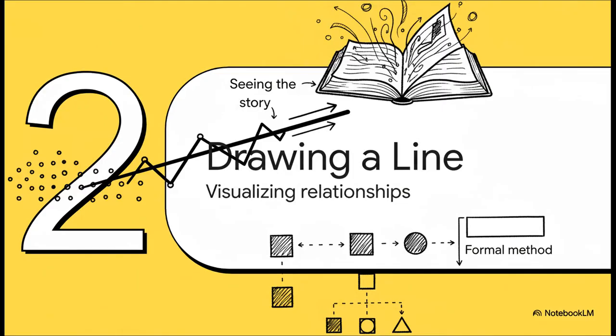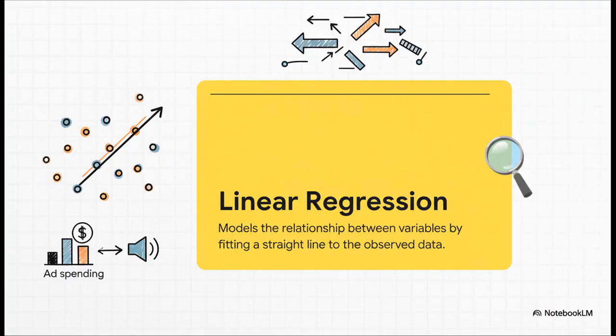So, how do we even begin to answer that question? Well, the first step isn't some crazy complex math. It's just about looking at our data and trying to see the story it's telling us. We're going to turn a picture into a powerful tool. And the formal name for this whole process is linear regression.